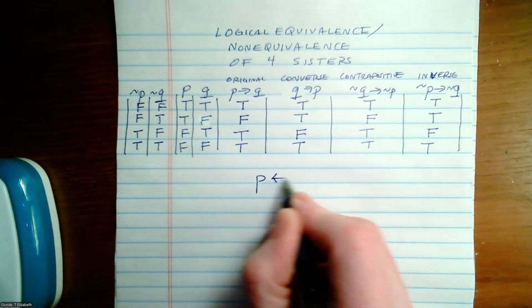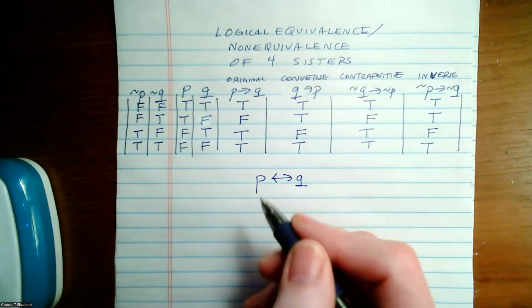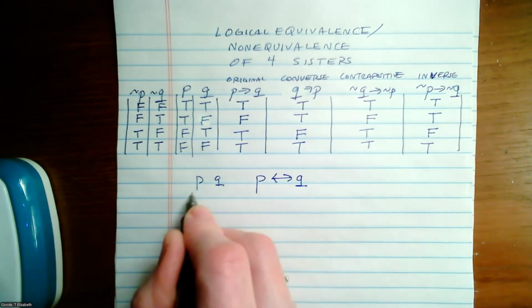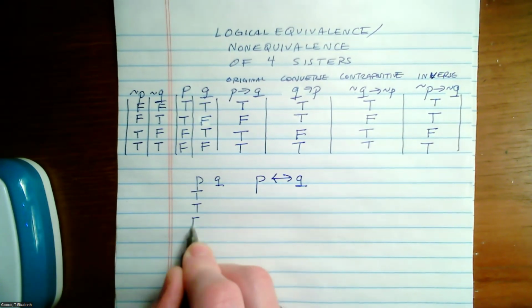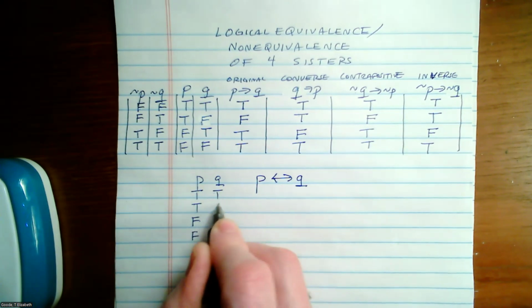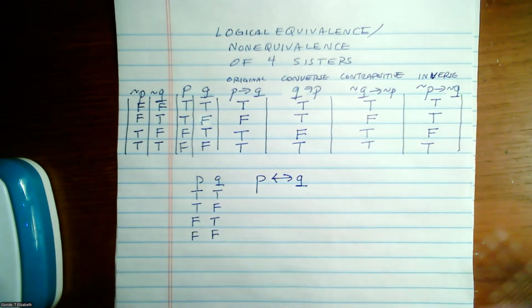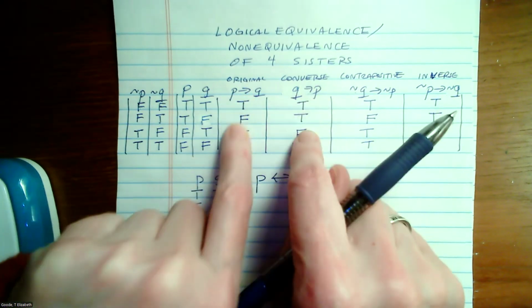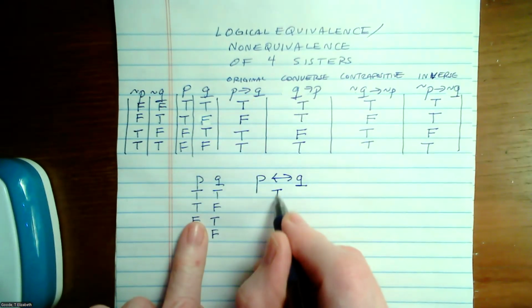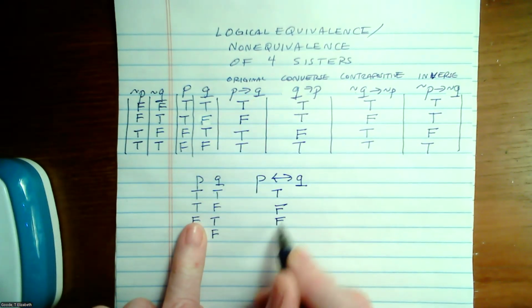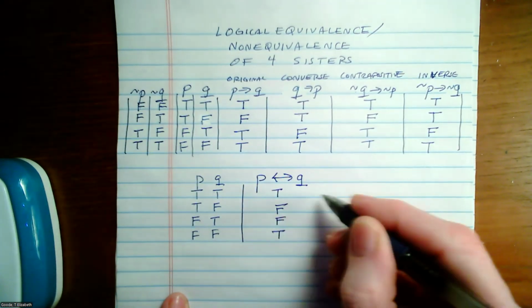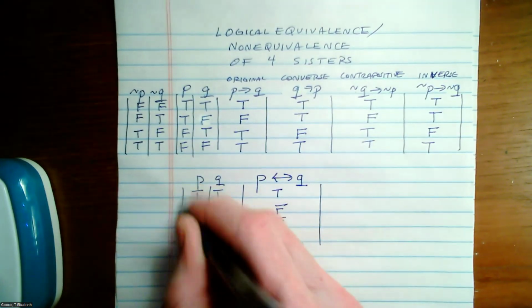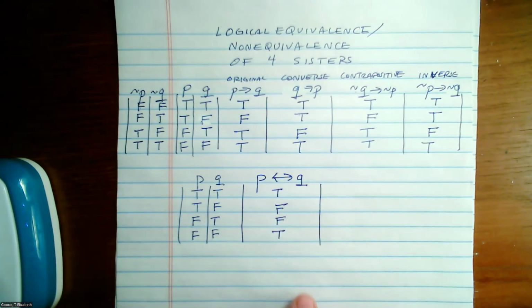Think about it. P if and only if Q, the rule for when that's true is that it's true if P and Q have the same truth value. It's also the anding together of P implies Q and Q implies P. And that's true, false, false, true. So the biconditional is telling us when P and Q have the same truth value.